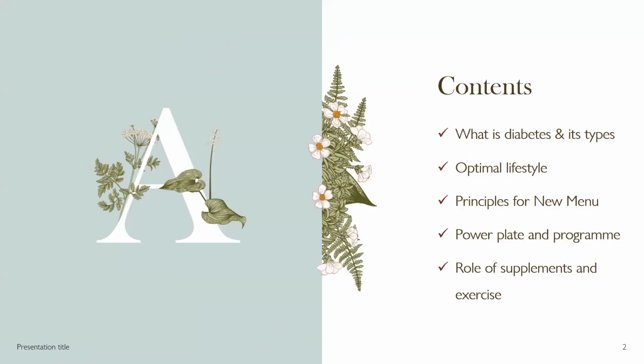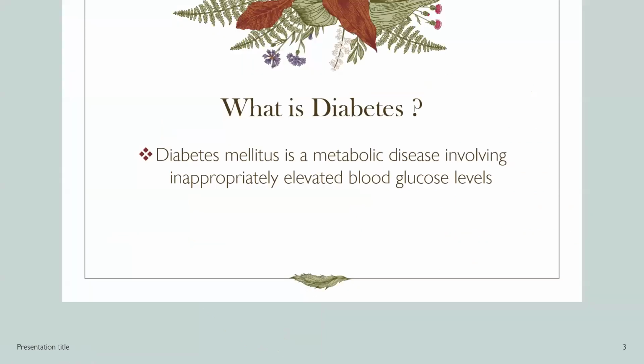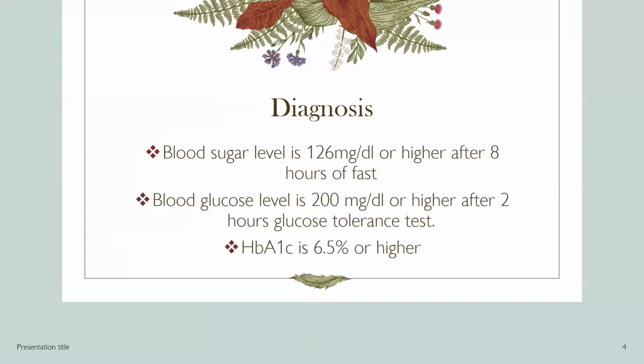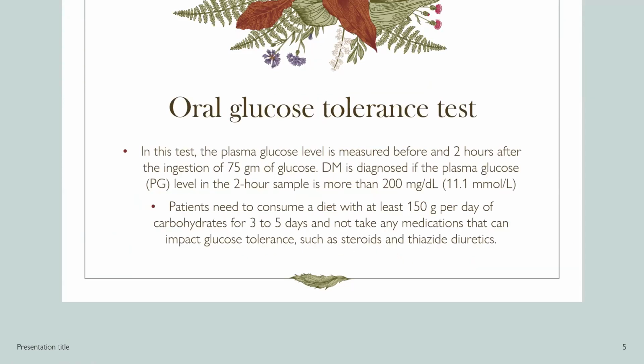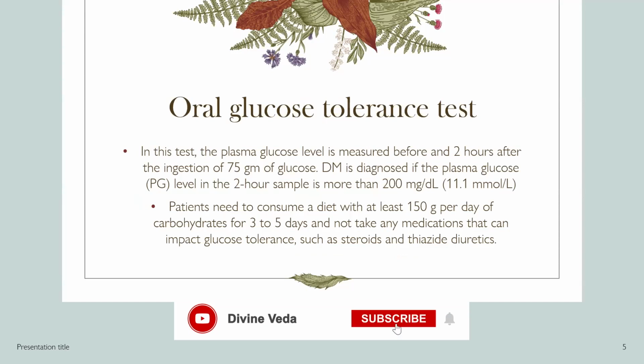Contents: what is diabetes and its types, optimal lifestyle and principles, the power plate and program, role of supplements and exercise. Here the doctor spoke about what is diabetes. It is the diagnosis condition and the parameters on which we declare that the patient is diabetic. And also the GTT, also called the oral glucose tolerance test. Recently, a few of my patients cleared this test.